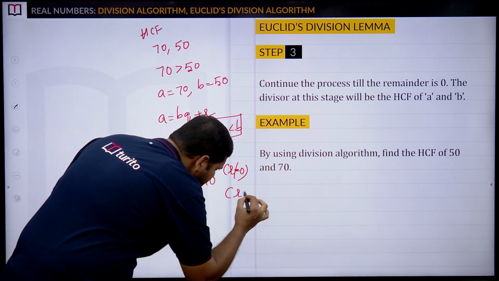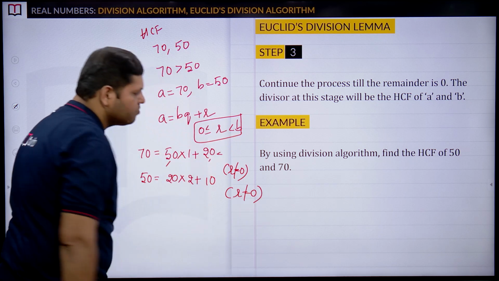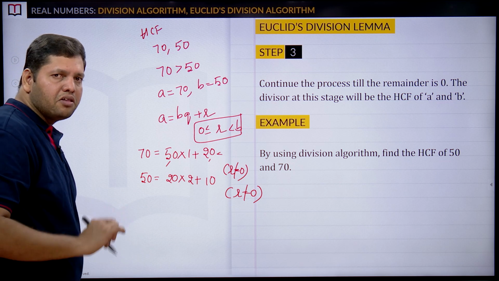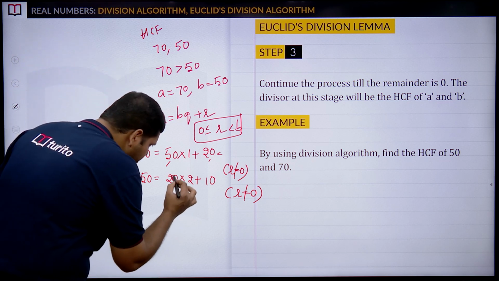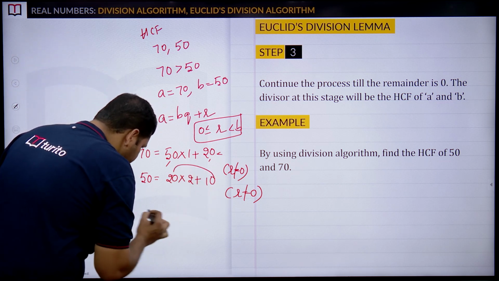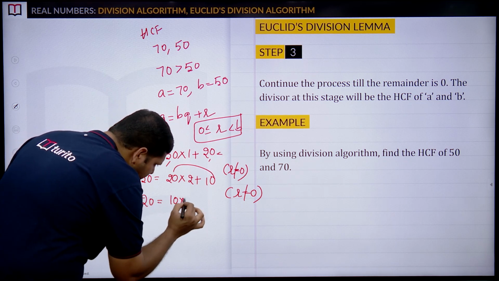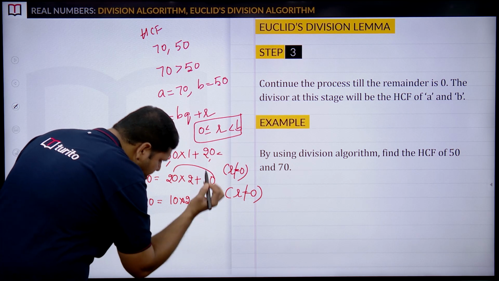Children, write down again, the remainder here is not equal to 0, isn't it? The remainder not equal to 0 means we can still continue the same procedure. Okay. Now what am I taking? I am taking 20 and 10. So 20 is equal to, what am I writing, children? 10 into 2 plus 0 is the remainder.